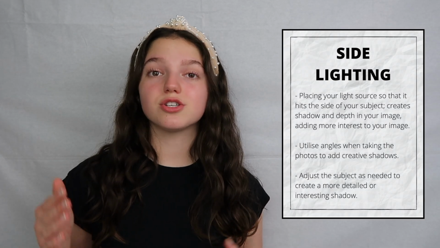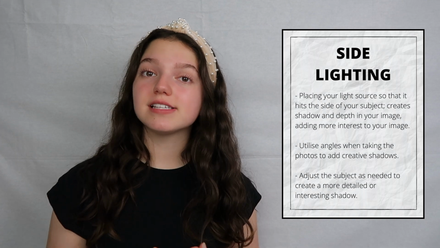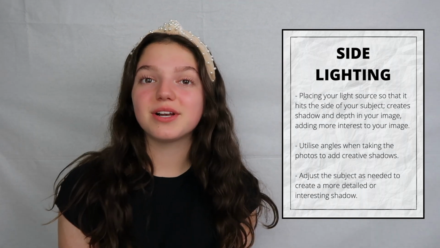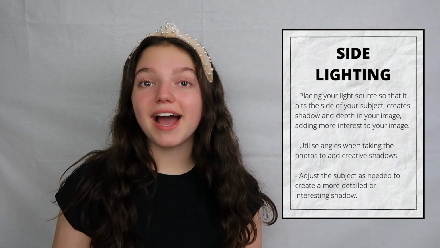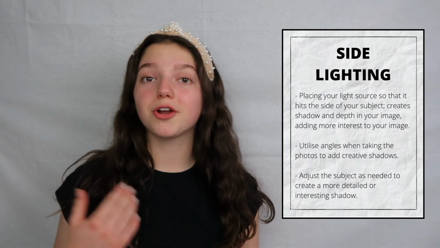Now, side lighting is the technique which includes placing the light source so that it hits the side of your subject, which creates shadow and depth, adding more interest into your image. And don't forget to utilize angles when taking the photos to add creative shadows and adjusting the subject as needed to add a more interesting or creative shadow.